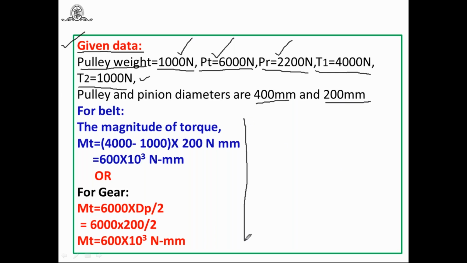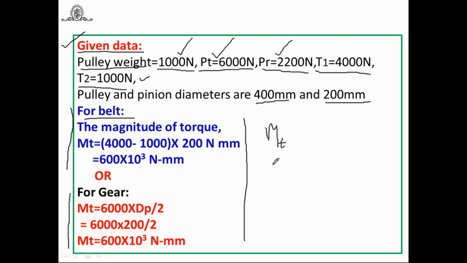Now let us find out the twisting moment Mt, or torque, or torsional moment. How to find it? You have two options. Because the pulley and gear or pinion are mounted on one shaft, whatever torque is transmitted by the belt and whatever torque is transmitted by the gear remains the same. Therefore, you can take into consideration either the belt or the gear.